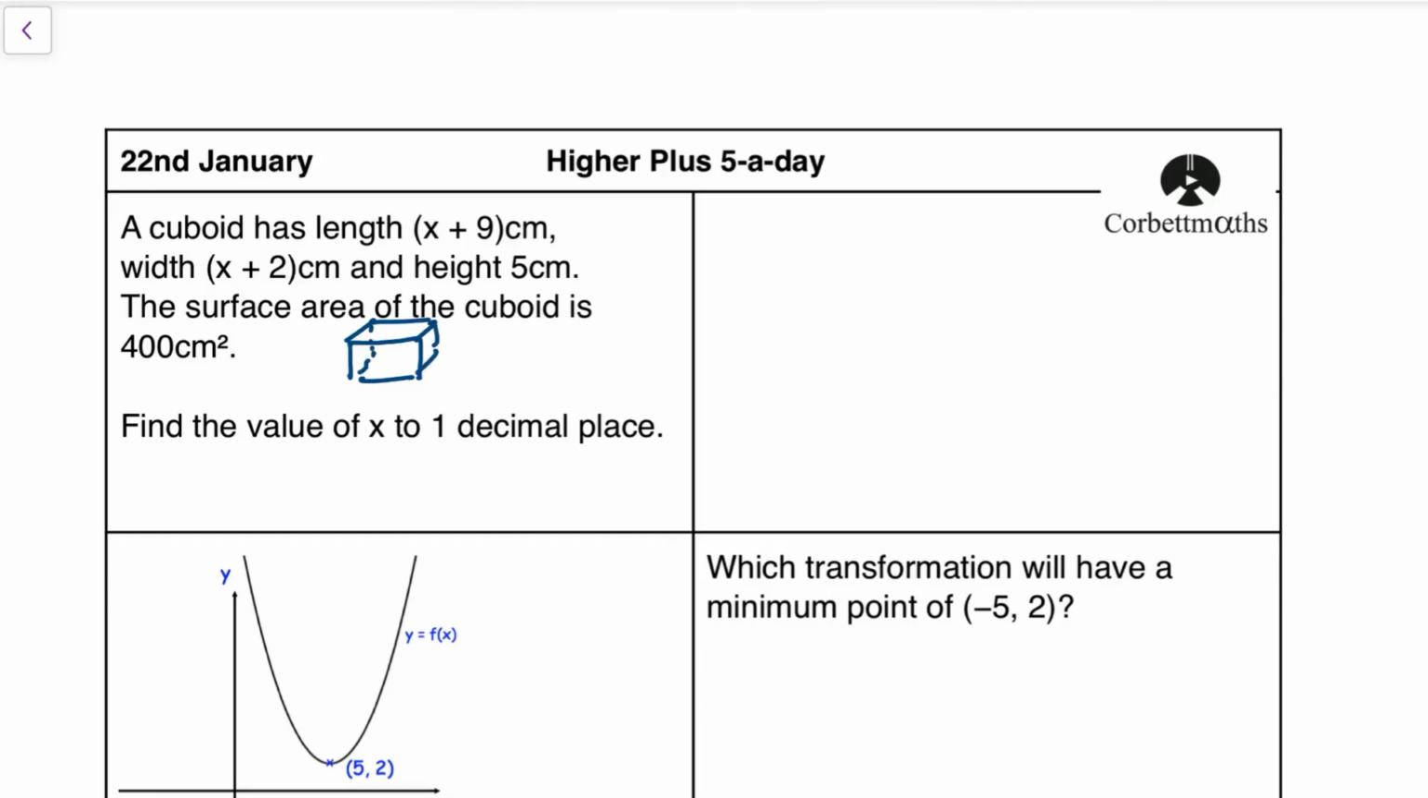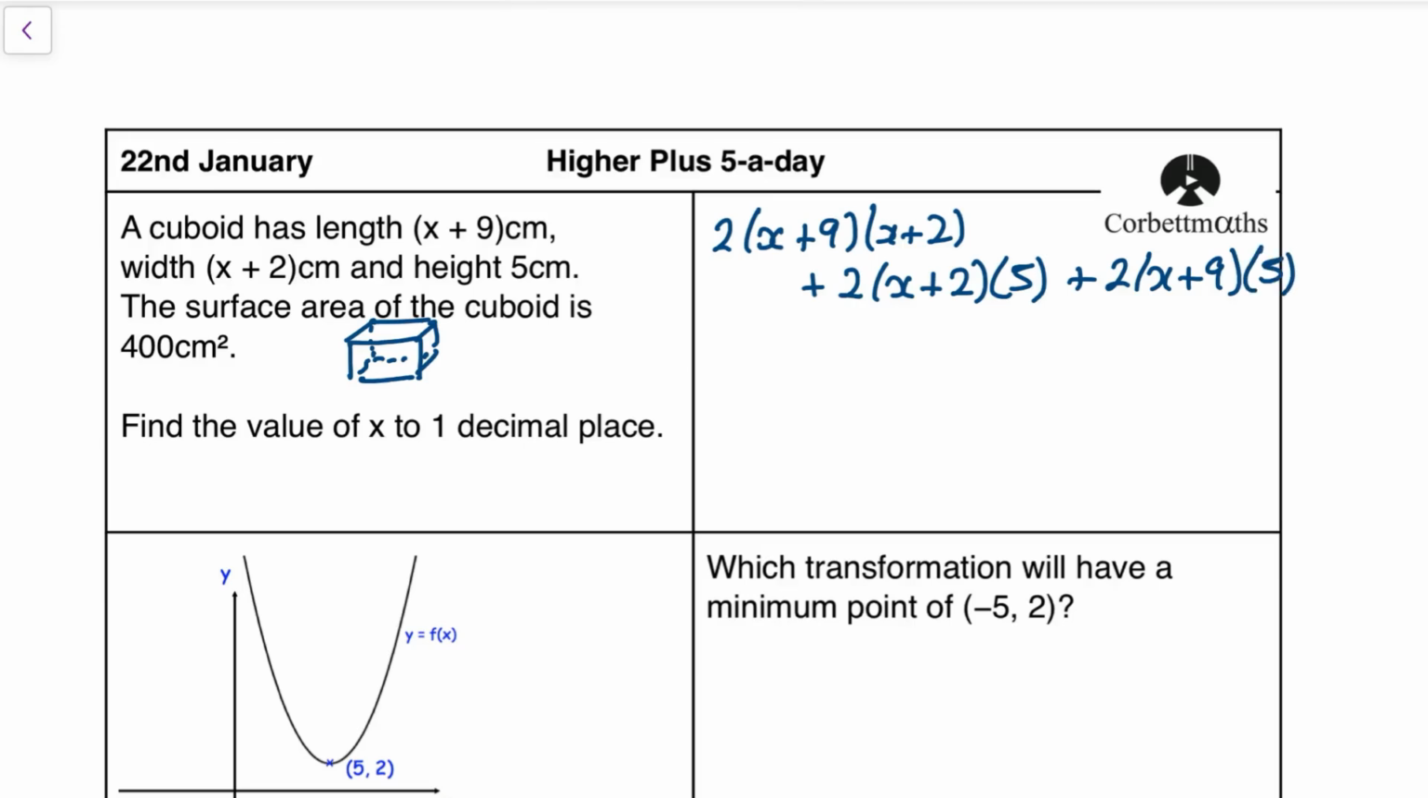Crucially about a cuboid, the bottom is the same as the top, the side is the same as the side, the back is the same as the front. So actually, I just need to multiply 3 sides by 2. So let's carefully write that down. Let's do the difficult one first. So I've got x plus 9 times x plus 2, and I have 2 of those. Then I've also got 2 lots of x plus 2 times 5. And then I've also got 2 lots of x plus 9 times 5. And all of that's equal to 400, but I'll do the 400 later.